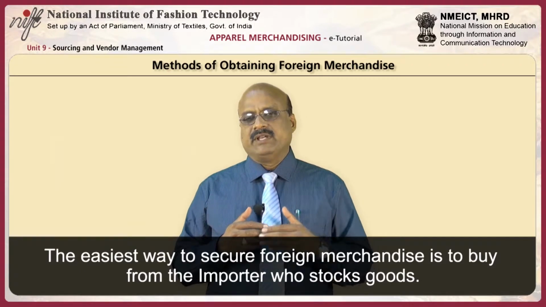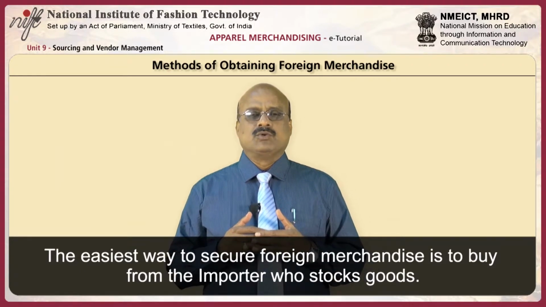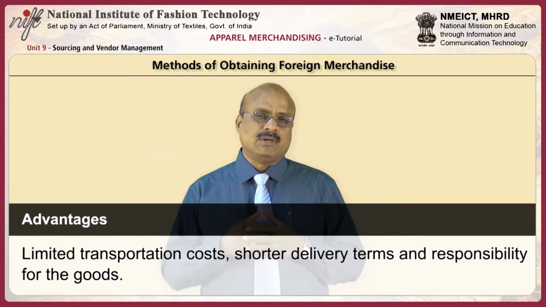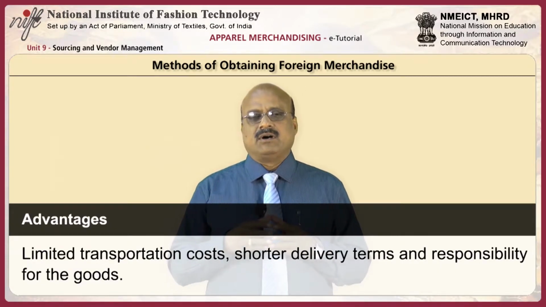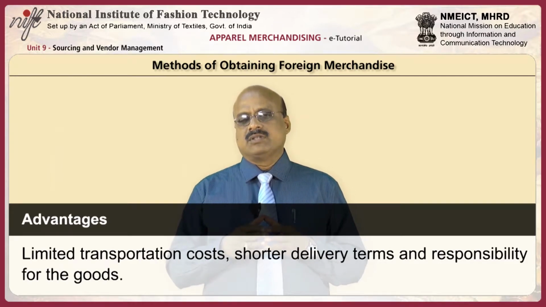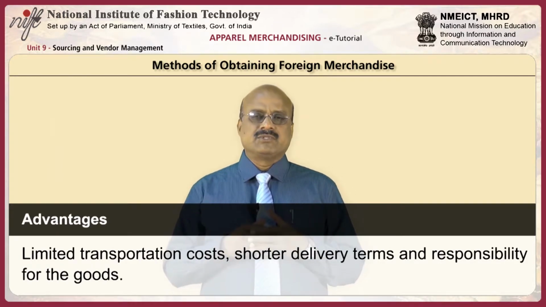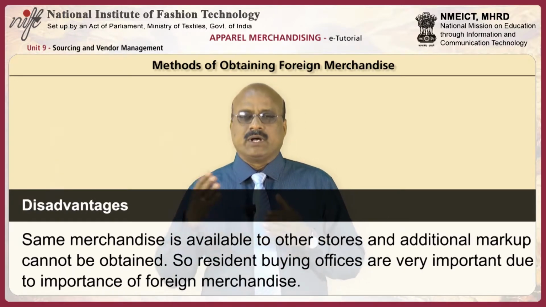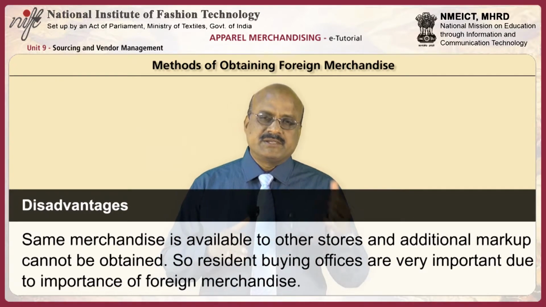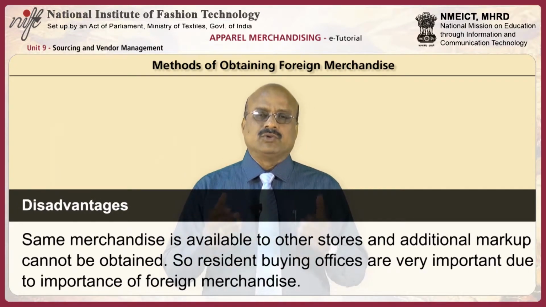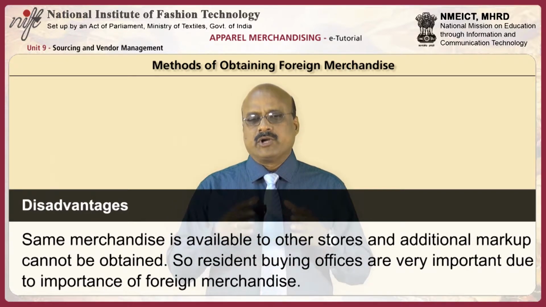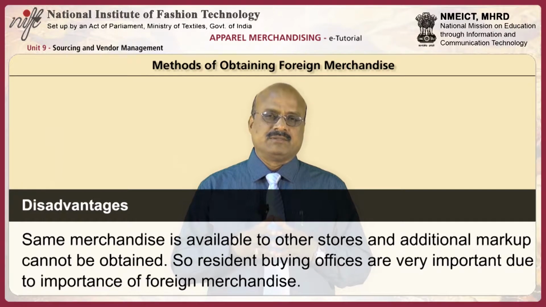The easiest way to secure foreign merchandise is to buy from the importer who stocks the goods. The main advantages of this are limited transportation costs, shorter delivery terms, and responsibility for goods. The disadvantages are that the same merchandise is available to other stores and additional markup cannot be obtained. So, resident buying offices are very important due to the importance of foreign merchandise.